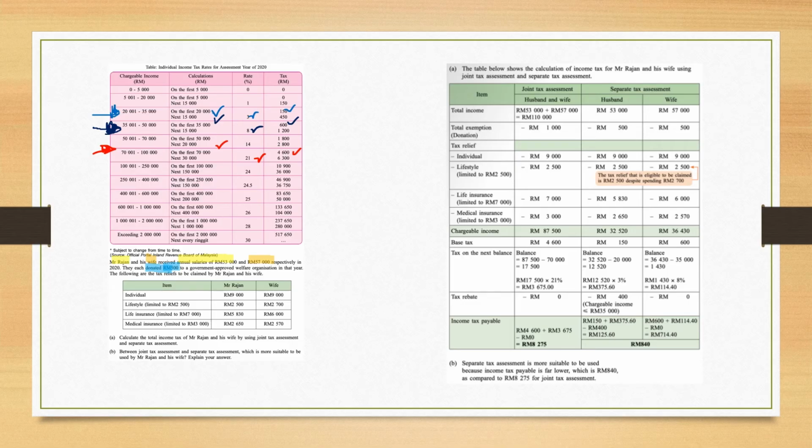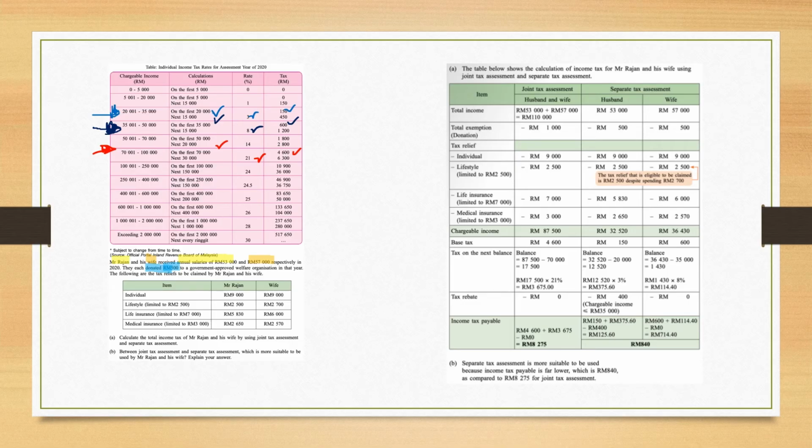Tax rebate, why 0 ringgit? Because your chargeable income is greater than 35,000. Your chargeable income is greater than 35,000, so you don't earn any tax rebate. Doing all that, your tax payable is 600 ringgit plus 114 ringgit and 40 cents minus 0 ringgit of tax rebate, which will be this figure right here, 740 ringgit and 40 cents.